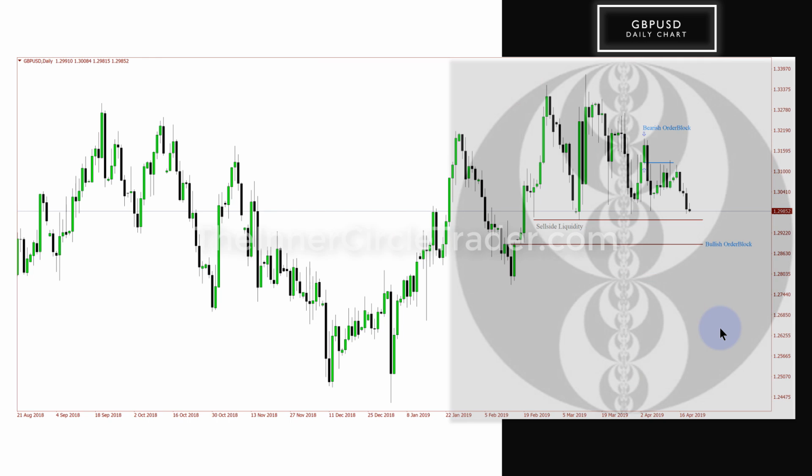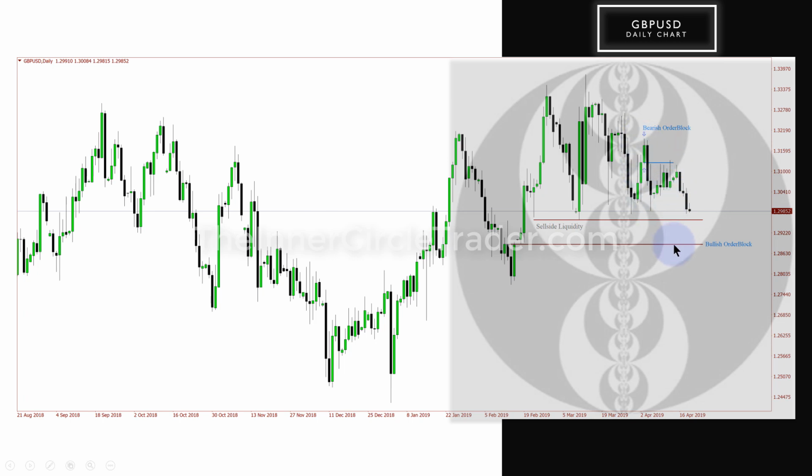Moving on into cable. A little less energetic, this pair, compared to what we saw on Euro. Southside liquidity pool right here. That's still our objective. We want to see that trade too. And if we get any kind of momentum below that, an order block should be our downside discount objective. We have a bearish order block in here. We saw this trade up into.